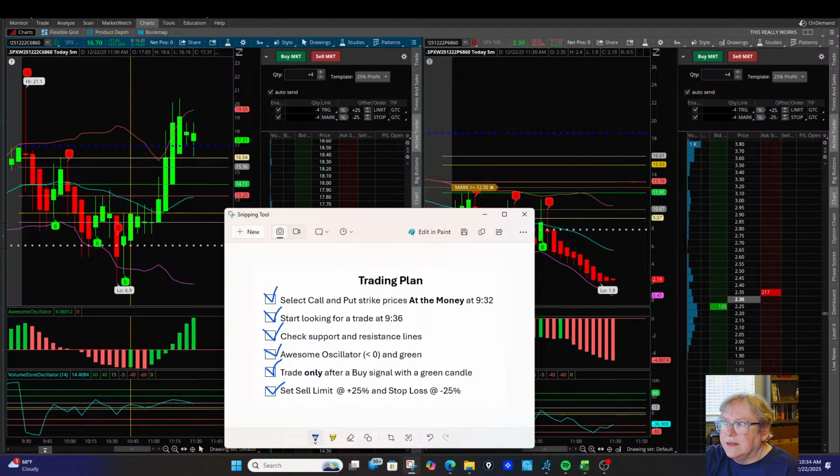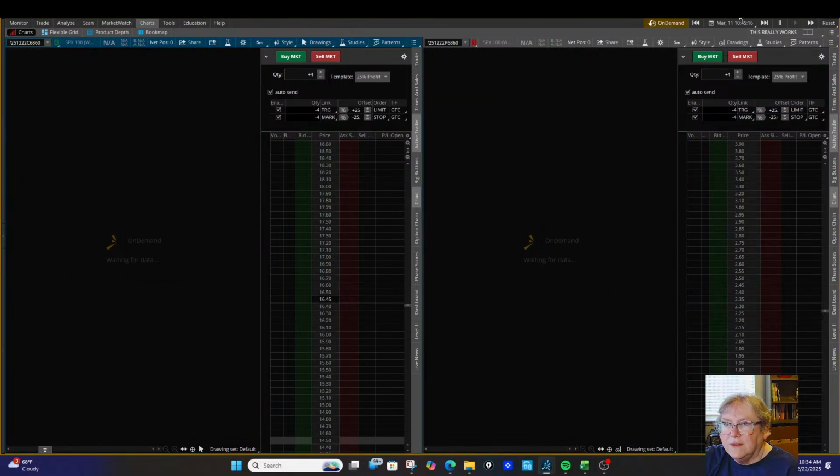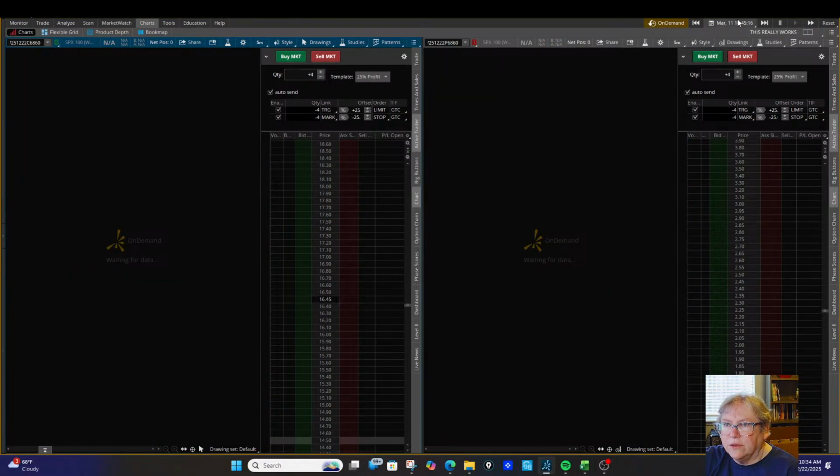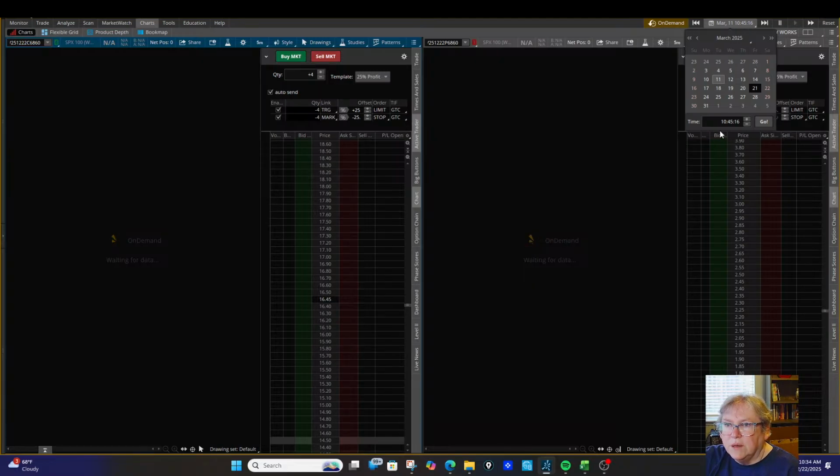The way to back test is to go up to the on demand button and then select whatever date that you want to go on demand. This particular date, let's see, March 11th. I don't know why I had picked that, but let's go into it. Let me show you how I would back test that.